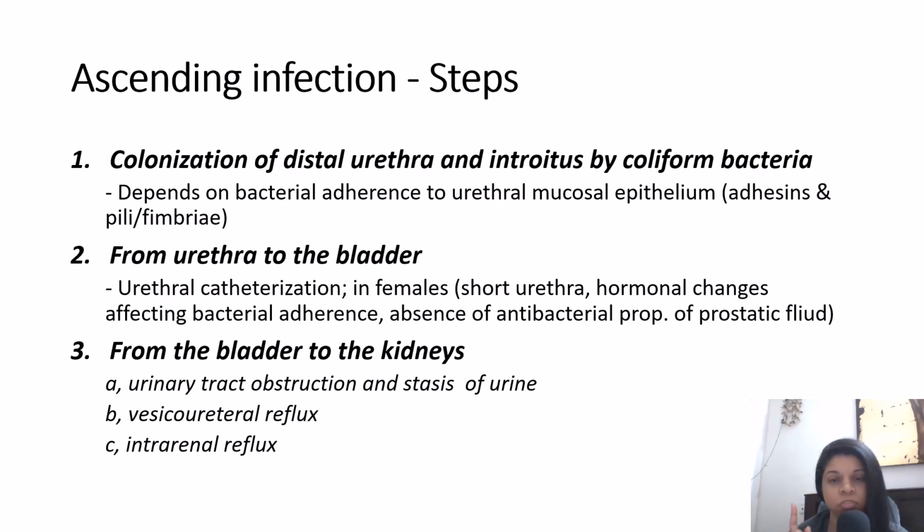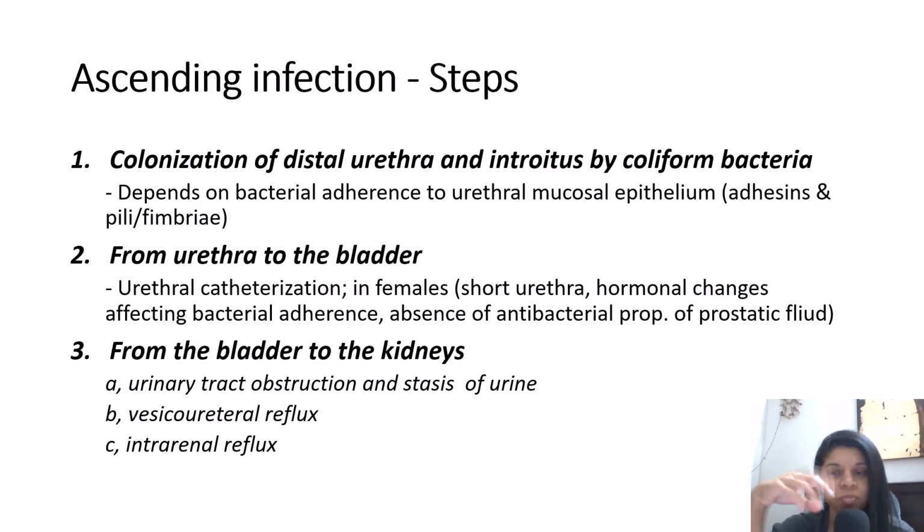Second is in females, because females have a very short urethra, so the bacteria has to travel less distance from the urethra to the bladder. One thing is that males have prostatic fluid, which has antibacterial property in it. So when that is absent, automatically there is less defense for females. Second, because of our hormonal changes the bacteria can adhere more, because our vaginal pH is also there. The vagina is also nearer to the female urethra. So our progesterone, estrogen and all can affect the pH, and that can sometimes help bacteria to enter.